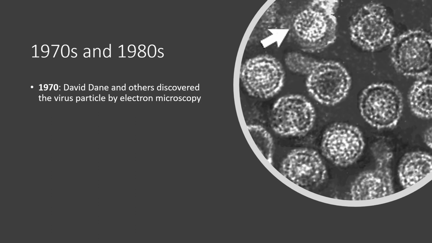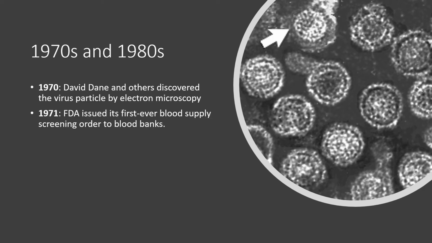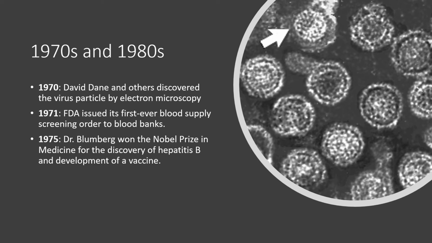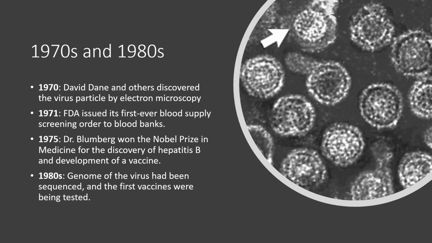In 1970, David Dane and others discovered the virus particle by electron microscopy. And in 1971, the FDA issued its first ever blood supply screening order to blood banks for hepatitis B. In 1975, Dr. Blumberg won the Nobel Prize in Medicine for the discovery of hepatitis B and development of a vaccine against hepatitis B. In the 1980s, the genome of the virus was sequenced and the first vaccines were being tested.